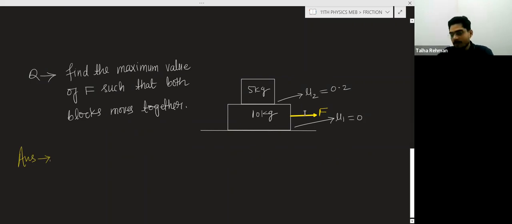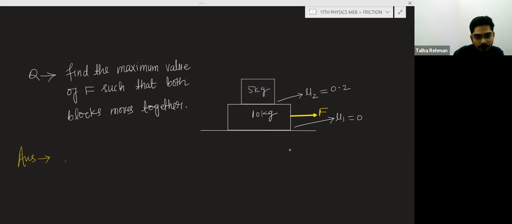Okay, now see, the first step is to calculate the limiting friction force on both the blocks. After that, we will search for the block which has only the friction force. So one by one we will draw the free body diagram and check. First, I am drawing the free body diagram for the 5 kg block.